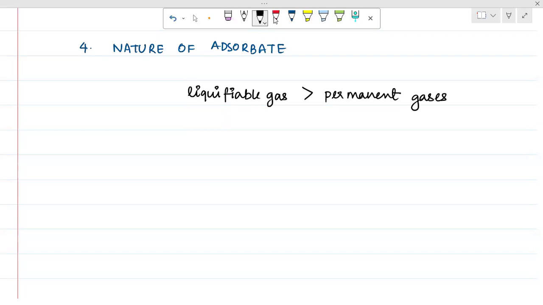What are the examples of liquefiable gases? The examples are NH3, HCl. These are gases which can be liquefied when given pressure. And permanent gases are H2, O2, N2, hard to compress or liquefy. So the liquefiable gases, they adsorb quickly.